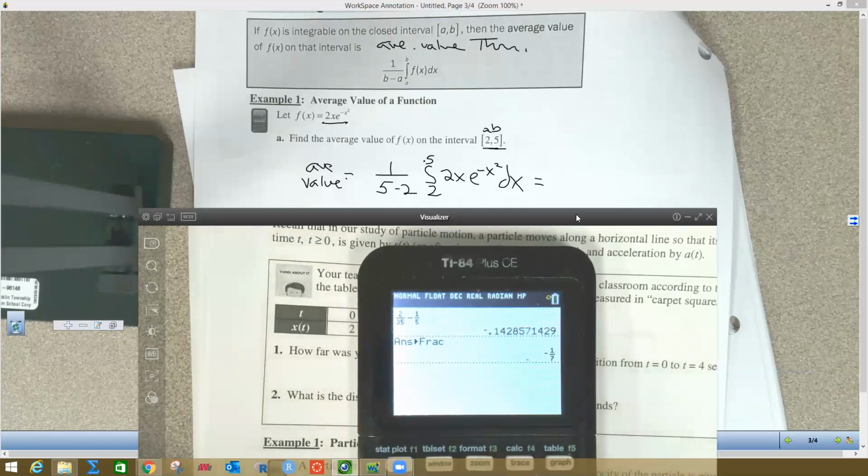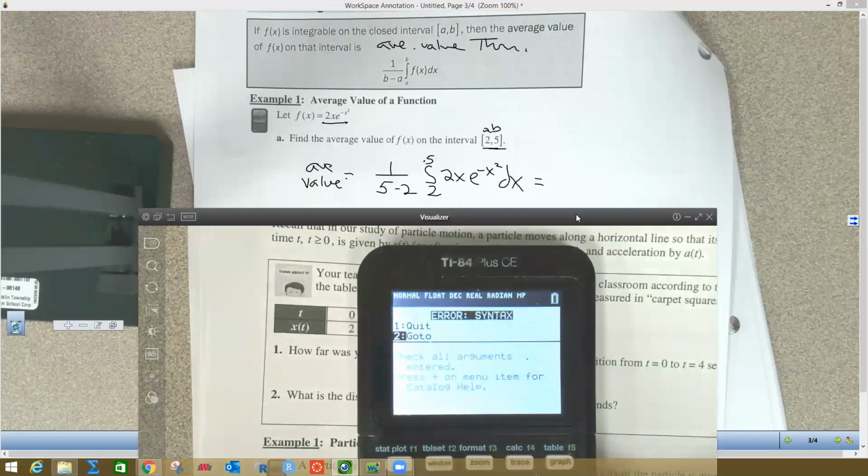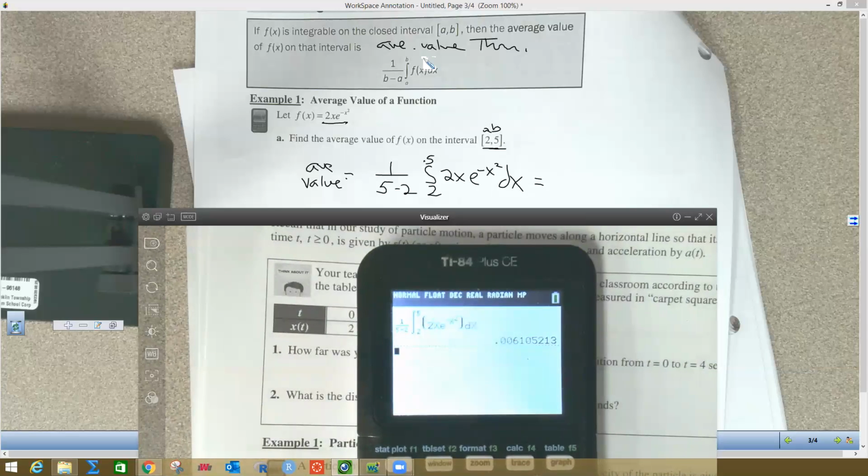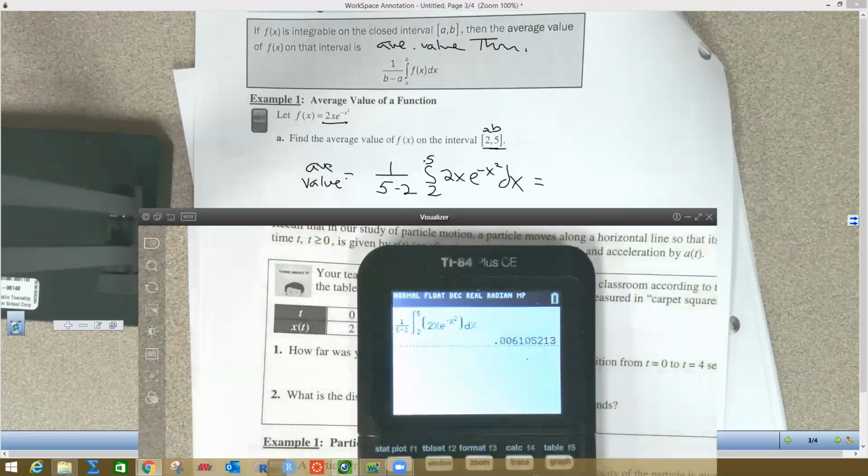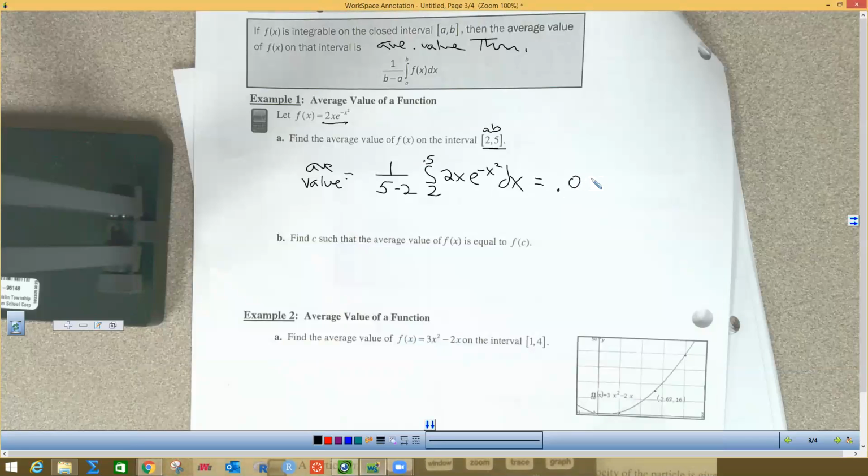dx, and we hit enter, and oops, what did I type in wrong? Oh, the 5 wasn't in there. Okay, so there is our solution to that. And how many places do we round to in here? I hope everybody's telling me to 3. So we're going to round this to 0.006. Now, if you put more than 3, you can stick that 1 out there, or 0.5213, but you have to have at least 0.006.